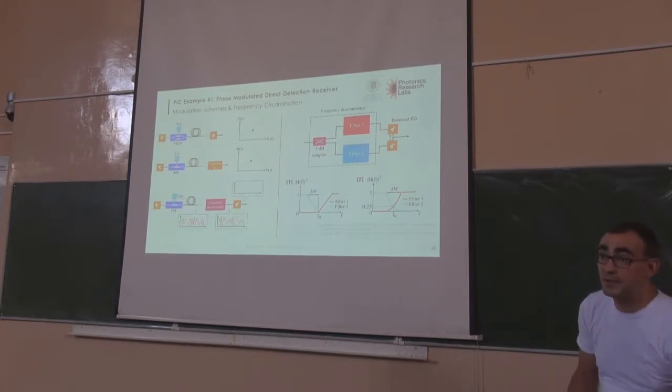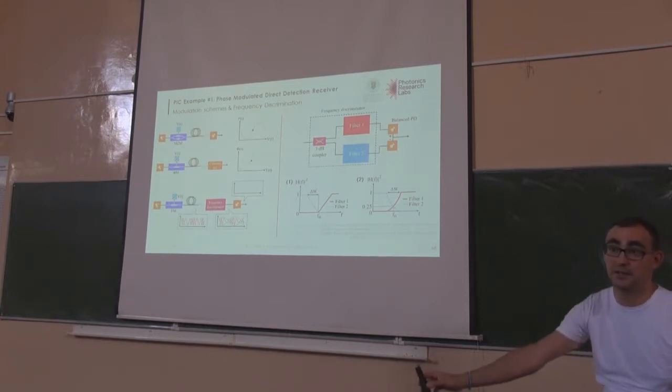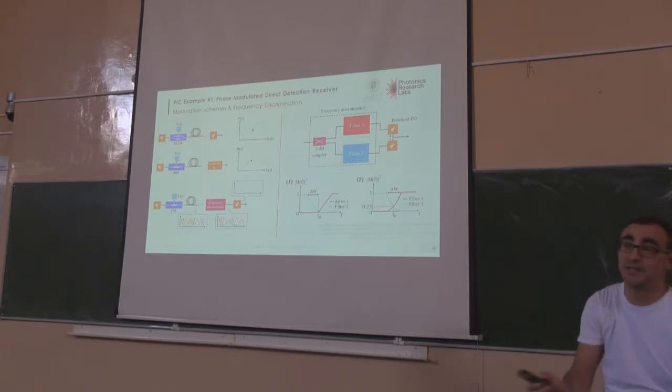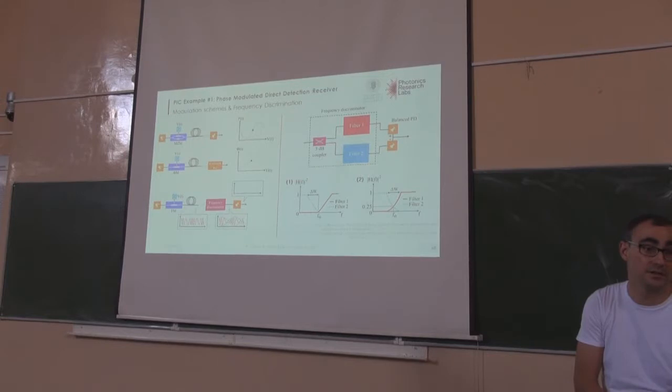A discriminator is something that for people in the RF world is very well known. It's actually something that tells you when your frequency is on the lower range or on the upper range. Basically, it translates a frequency change into an amplitude change. Okay?